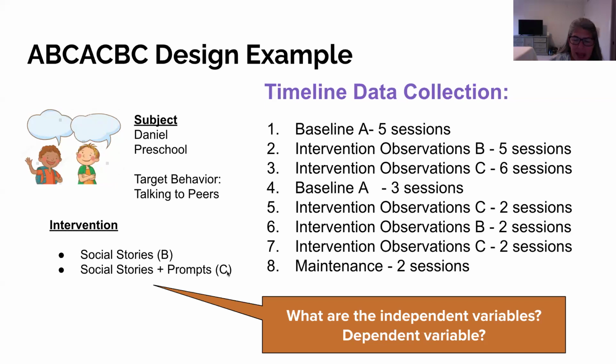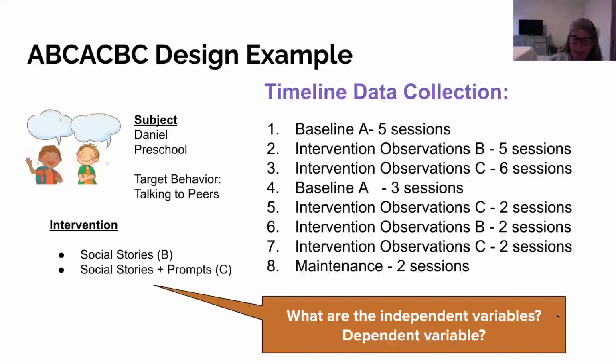So we can maybe guess, like you were mentioning before, that if B alone wasn't working so well, they did something else. Notice here they did a baseline of 5 sessions, then intervention with social stories, and then they added social stories and prompts for 6 sessions. Then they went back to baseline. Then they did social stories with prompts. Then they took the prompts away. Then they put the prompts back before they went to maintenance.